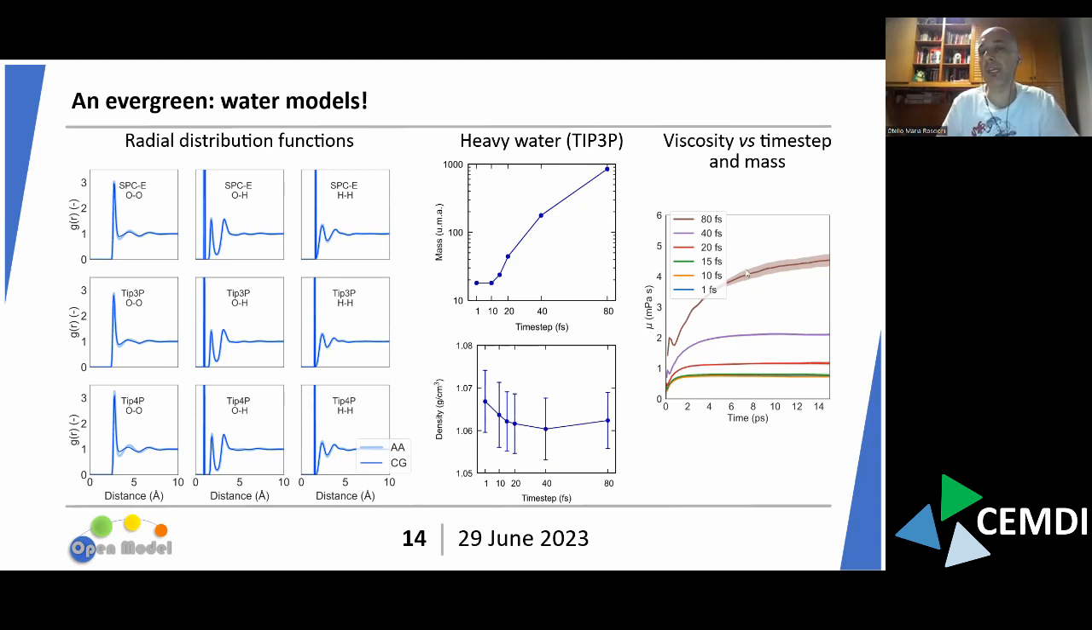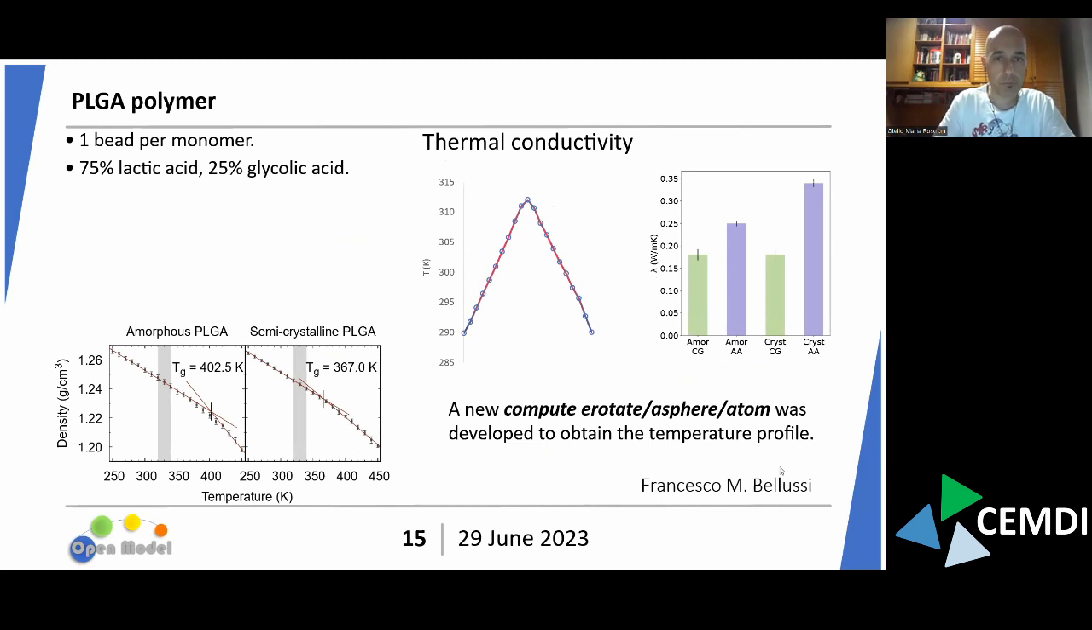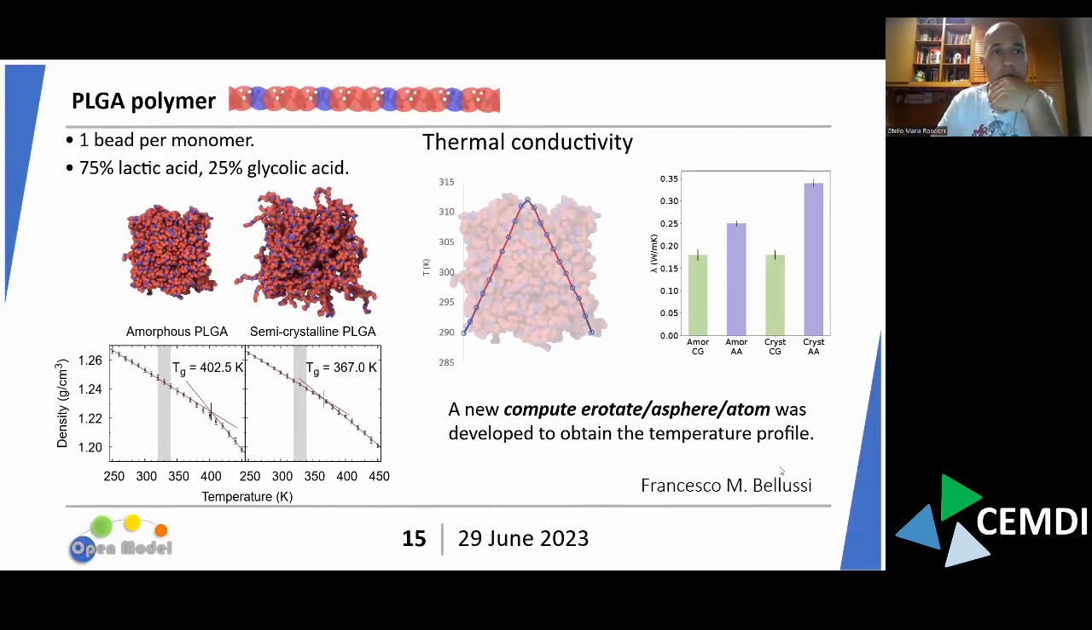So if we use a mass too big, we basically end up with a viscous liquid that does not resemble water at all. But the interesting result is that with 15 femtoseconds and also with 20 femtoseconds, there's just a small increase in the viscosity. So if we stick to this range of time steps, we still have a decent model of water for, let's say, simulations where we really want to push on the performance.